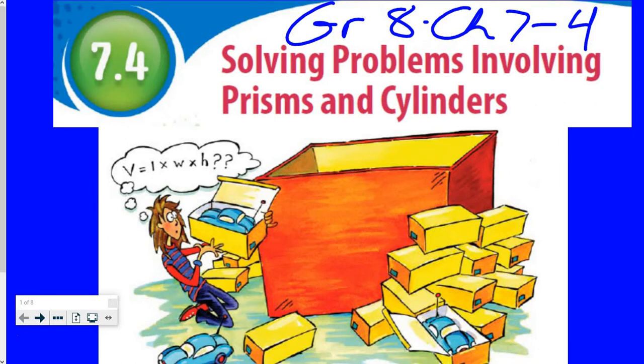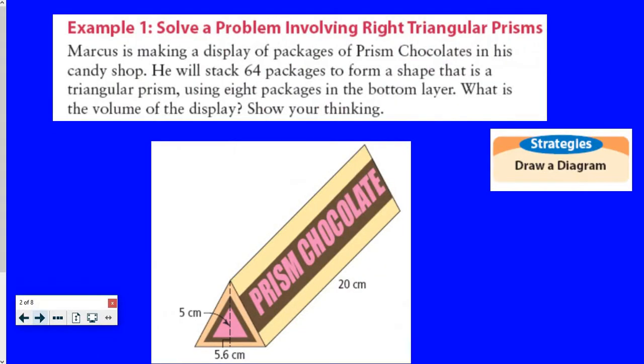This is Grade 8, Chapter 7, Part 4, Solving Problems Involving Prisms and Cylinders. So, solve a problem involving a right triangular prism. Marcus is making a display of prism chocolates in his candy shop. He will stack 64 packages to form a shape that is a triangular prism. Using 8 packages in the bottom layer, what is the volume of the display?